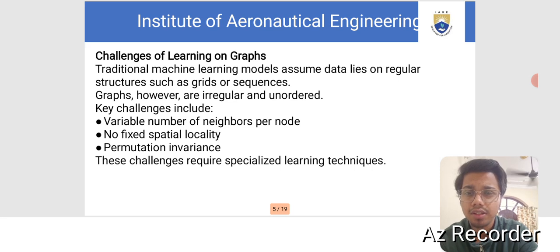Challenges of learning on graphs. Traditional machine learning models assume data lies on a regular structure such as a grid or sequence. Graphs, however, are irregular and unordered. Key challenges include a variable number of neighbors per node, no fixed spatial locality, and permutation invariance. These challenges require specialized learning techniques.